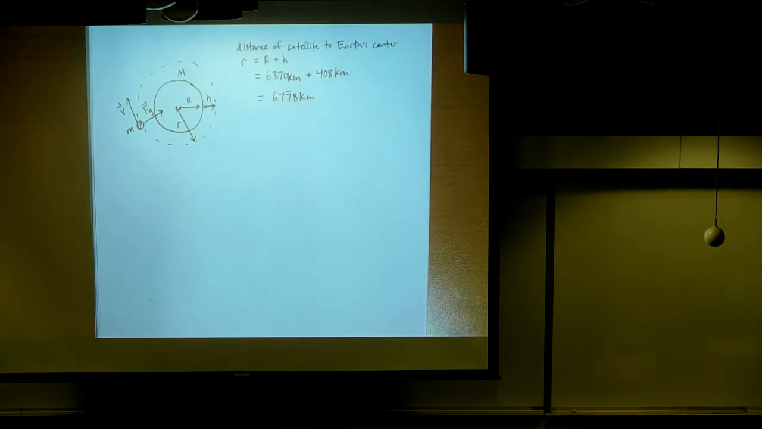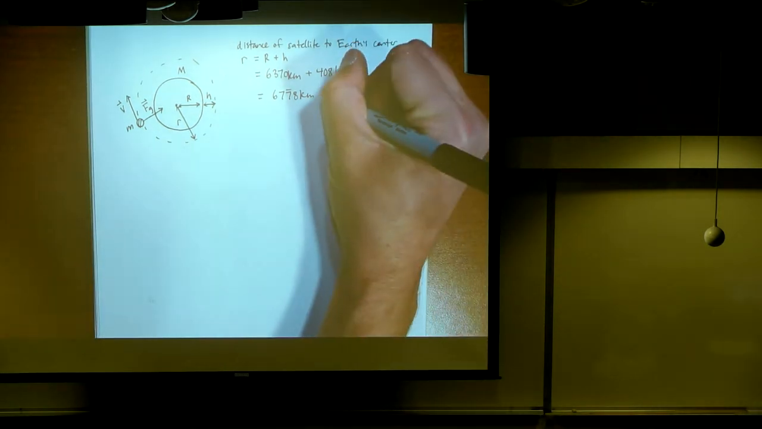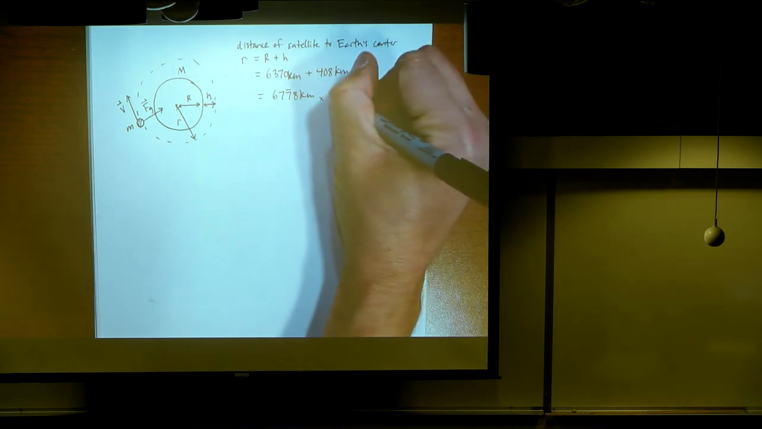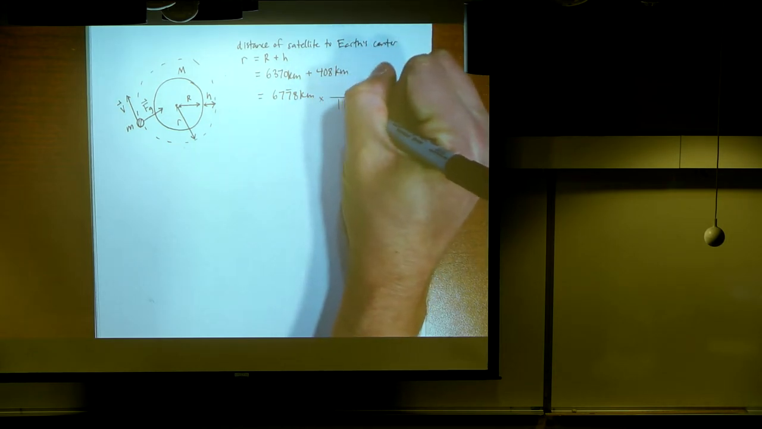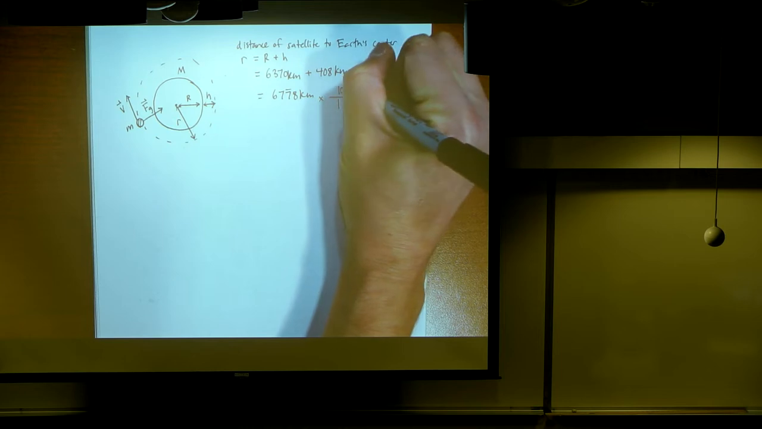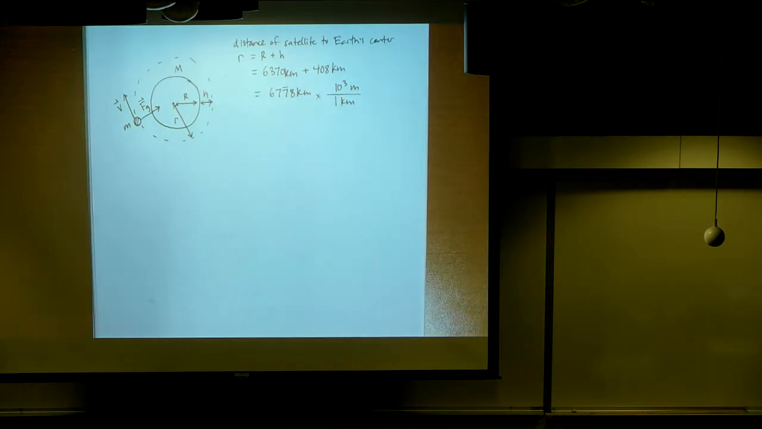And what I'm going to do next is convert kilometers to meters. So how do I do that? Multiply by 1,000. Yeah, it's going to be multiplying by 1,000. Here, remember how the unit conversion works. In every 1 kilometer, I have 1,000 or 10 to the 3 meters. All right?